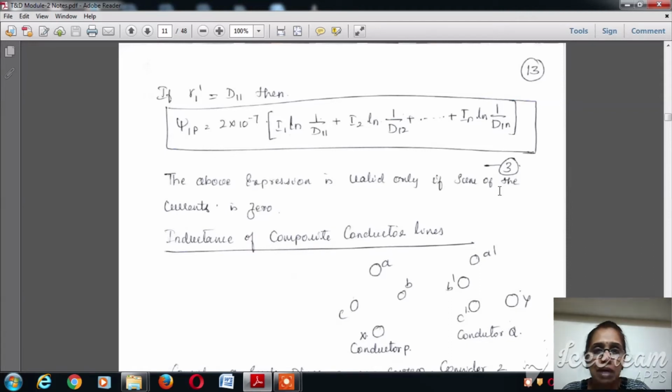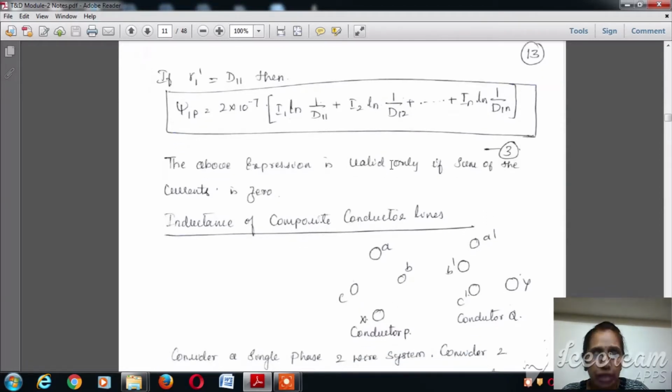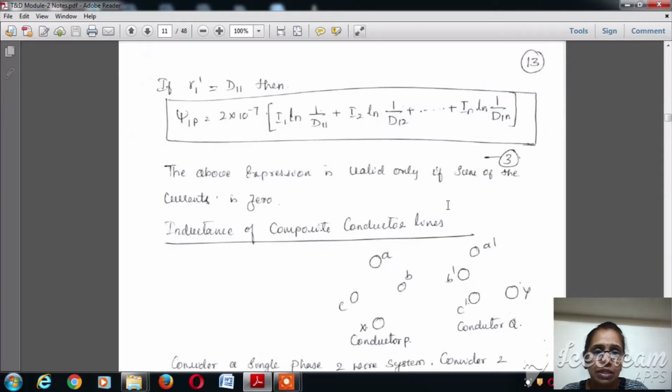Hi all, welcome back to the lecture video session on inductance due to the external flux and the rest of the portions of module 3, transmission line parameters. Like in the previous video, we were discussing the inductance due to the external flux, and we arrived at the point where we defined the equation.